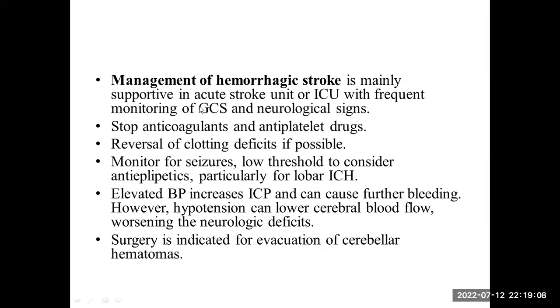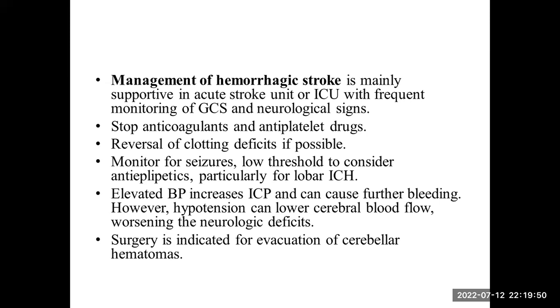So how to manage this type of stroke? How to manage hemorrhagic stroke, specifically intracerebral hemorrhage? In general, as I said previously, strokes ideally should be managed in an acute stroke unit, or at least in ICU settings when we talk about intracerebral hemorrhage, with frequent monitoring of the GCS and neurologic signs. This is very important in order to monitor the progression of the hemorrhage. An initial point when you are dealing with any form of hemorrhagic stroke is to stop any anticoagulants or antiplatelets used by the patient. This should be stopped immediately.